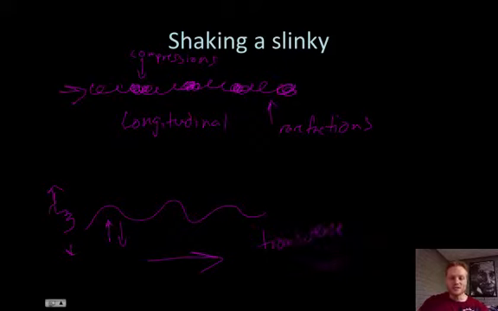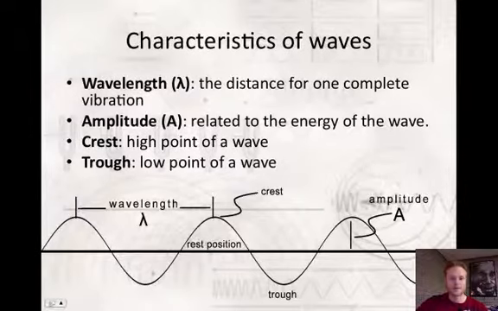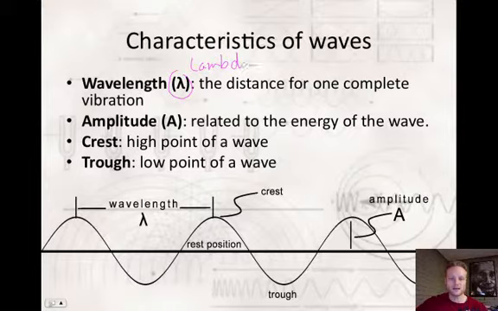All right, so two different types of waves that you should be familiar with. So here are some definitions of waves, and I've talked about some of these things, but just so you have it in writing, or in normal text, not my handwriting, of wavelength, which is represented by this symbol called lambda, and that's the distance for one complete vibration or one complete wavelength.